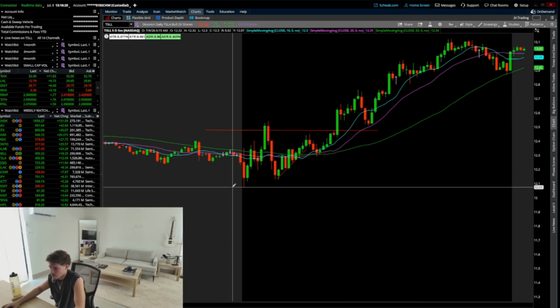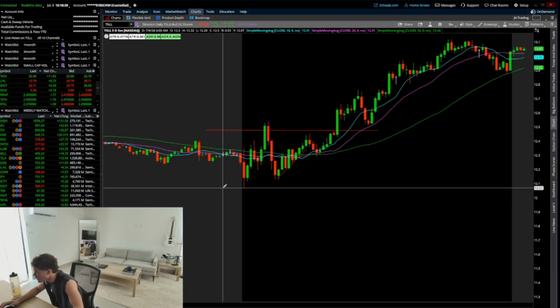Stop loss, always low of day. Let's see what it is. It is 12.07. We can keep that one accurate. So 12.5 minus 12.07, and that's going to equal a 43-cent stop loss. So 43 cents distance between entry and stop loss.